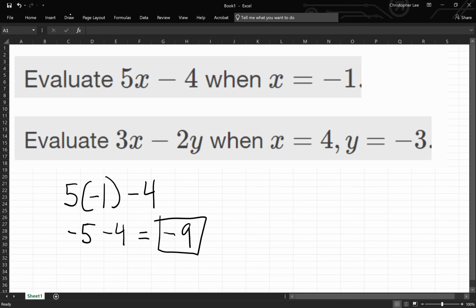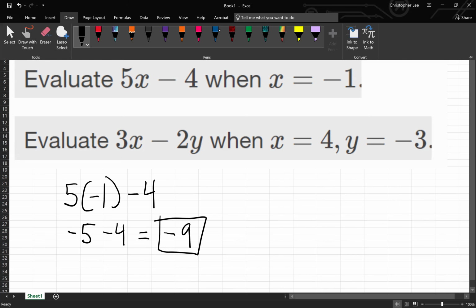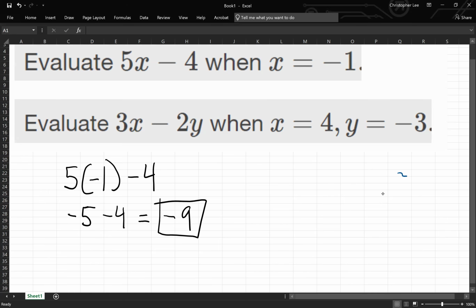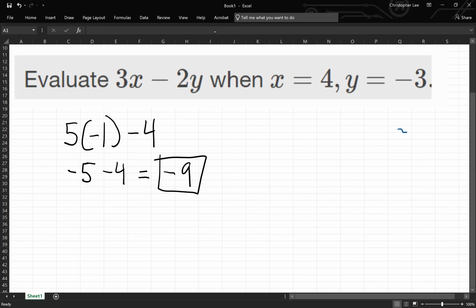All right, how about question 2? A little bit harder. But as I said, I believe in y'all. All right. So we got 3x minus 2y, and we want to evaluate it when x equals 4 and y equals -3. Tell me what to do. Go ahead.